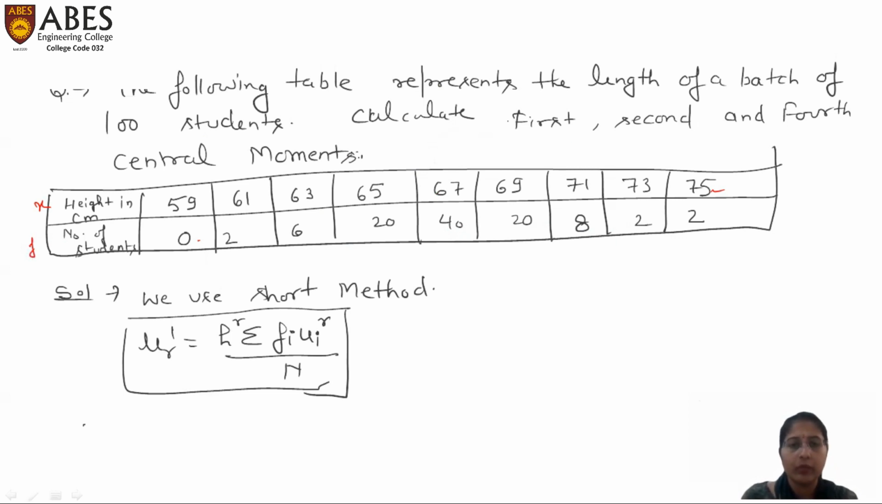Central moment means moment about mean. We have to find the first, second and fourth moments about mean. Now we use the short method for this. In the short method, we apply the formula for the rth moment about the arbitrary constant, which is mu r dash equal to h to the power r summation fi ui power r upon capital N.